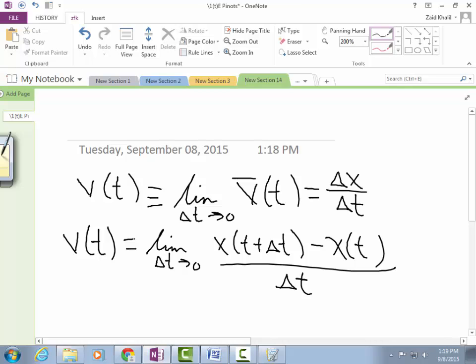And you guys in calc right now should be able to recognize that. Anybody know what that's called? That's called the derivative. So now, here's a question. What is the instantaneous speed? And the answer is, the instantaneous speed, denoted by s, is equal to the absolute value of the instantaneous velocity.